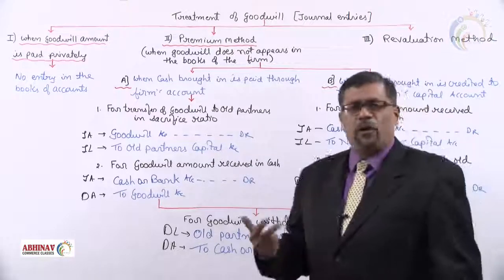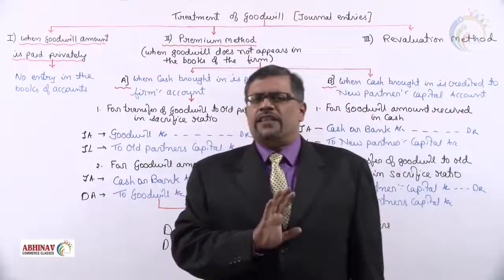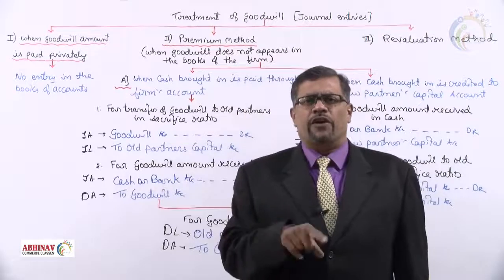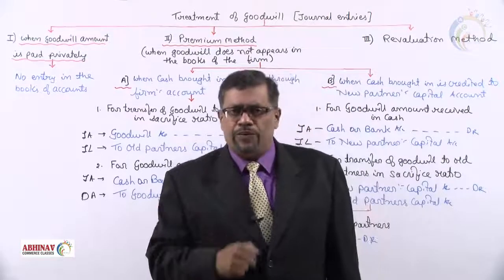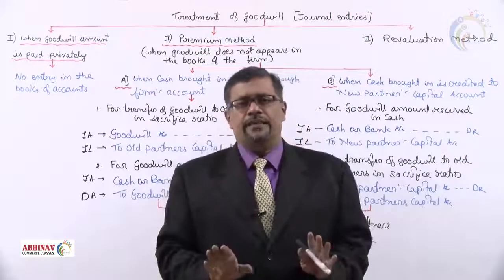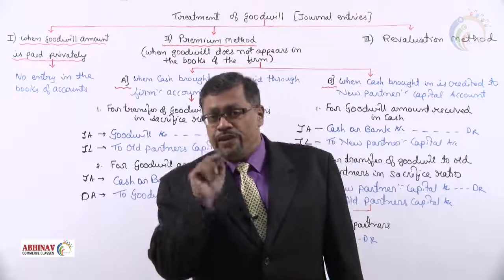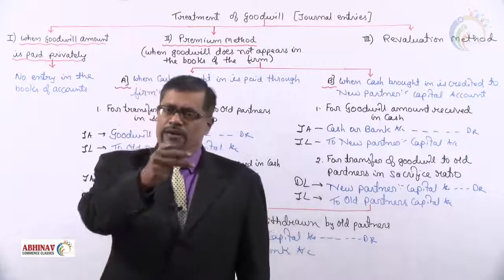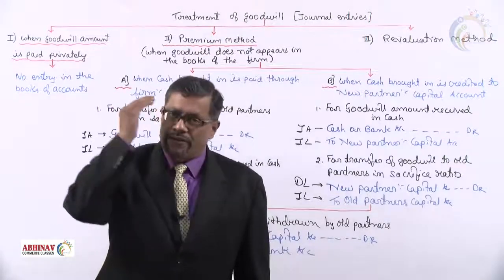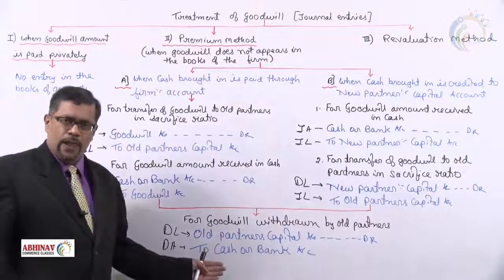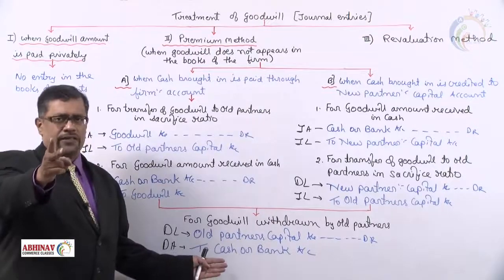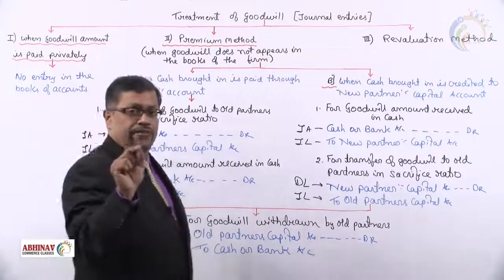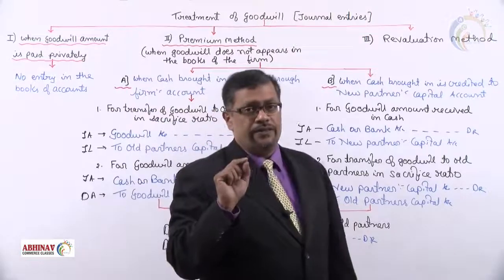And when we do the problems on admission, if nothing is mentioned regarding goodwill, whether withdrawn or retained, we assume that goodwill is retained in the business. If it is withdrawn, it will be clearly specified in the problem that goodwill amount is withdrawn. If withdrawn, then this entry. Or else two compulsory entries. But one has to be very careful in passing these goodwill entries.